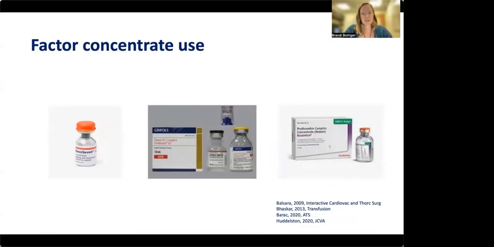In the middle is Profilnine, our 3-factor concentrate, and on the far right is Kcentra, a 4-factor concentrate. Again, alternatives to FFP, or fresh frozen plasma. So do explore these within your institutions. What's the availability of them? What's the process around obtaining them? Things like fibrinogen concentrate are also available, but as you know, with COVID, there have been lots of shortages to deal with. So it's always worth exploring the availability and the cost of the drug.